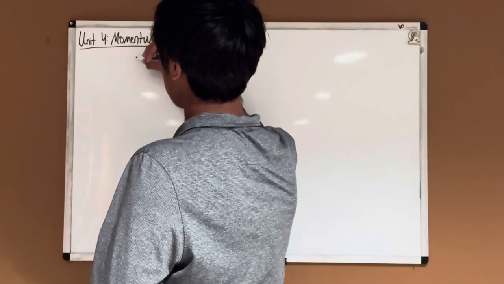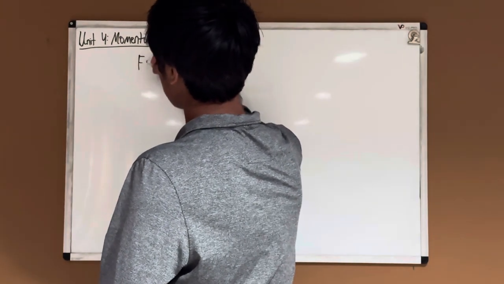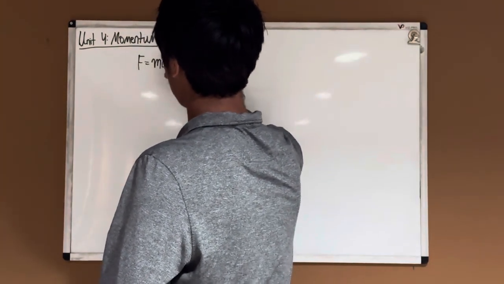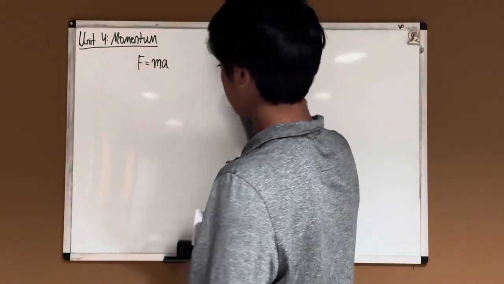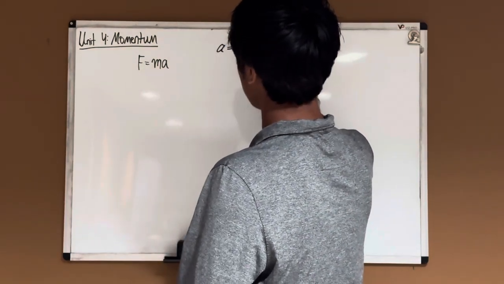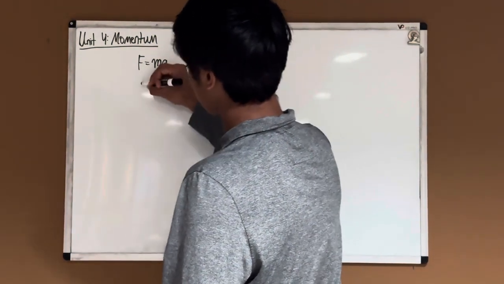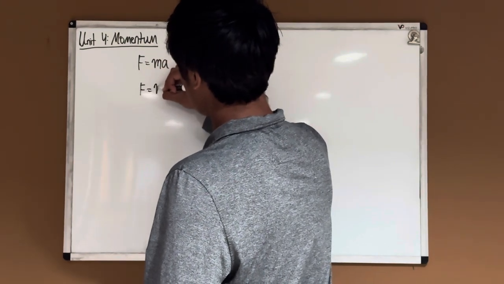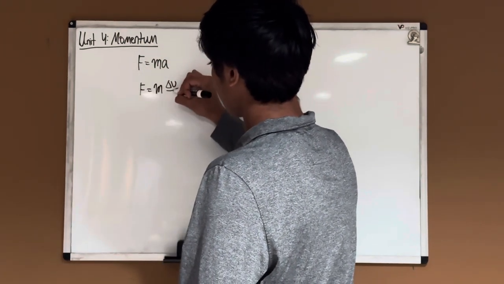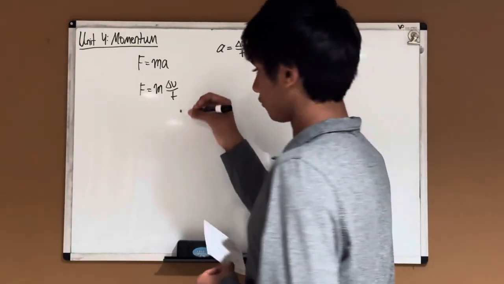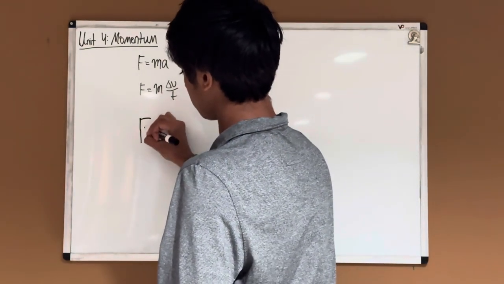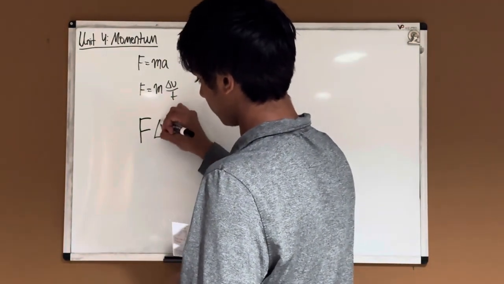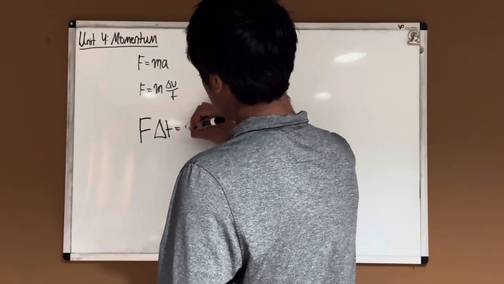Newton's second law states that force is equal to mass times acceleration. And we know that acceleration is equal to the change in velocity over time. So we can write this as force is equal to mass times change in velocity over time. If we multiply by time on both sides, what we get is the impulse-momentum theorem, which states force times delta time equals m times delta v.